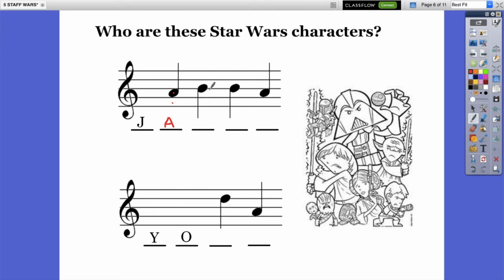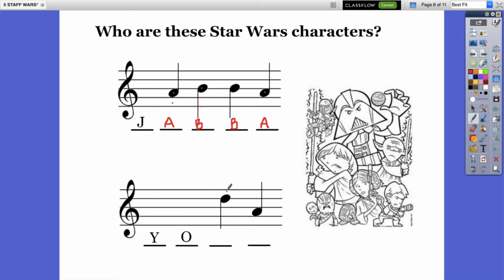Is this note a line or a space? It's on the line. So I'm going to use every good boy does fine on the line. Every good boy. All right, there's my answer. Don't even need to go any further. Wait a minute, this looks the same. It is the same. As a matter of fact, this looks the same as this one over here, so I know that's an A, and that character is Jabba the Hutt. Ew, he's gross.